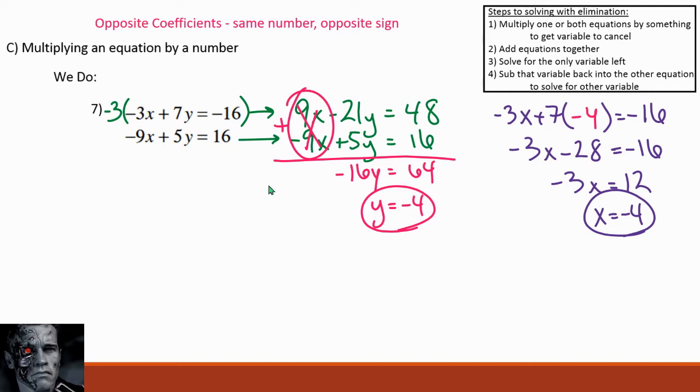Again, make sure you are pausing the video, writing down the work that you see, and going back for any re-explanation. So sometimes we can multiply just one equation by a number. Final answer, negative 4, negative 4.